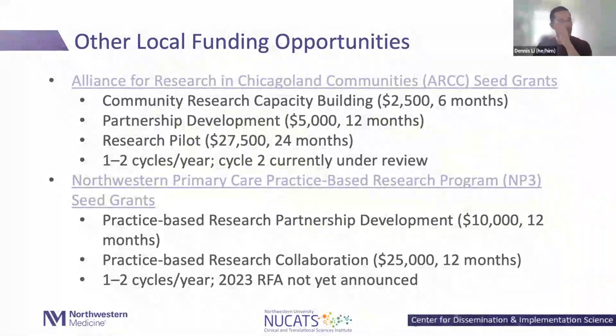You will all get copies of these slides, and all of the links and the information are up to date as of this weekend, as much as I could find them. But the Alliance for Research in Chicagoland Communities is a great source of seed grants. They have a number of different options ranging from 6 months to 24 months and 2,500 to more than 25,000.